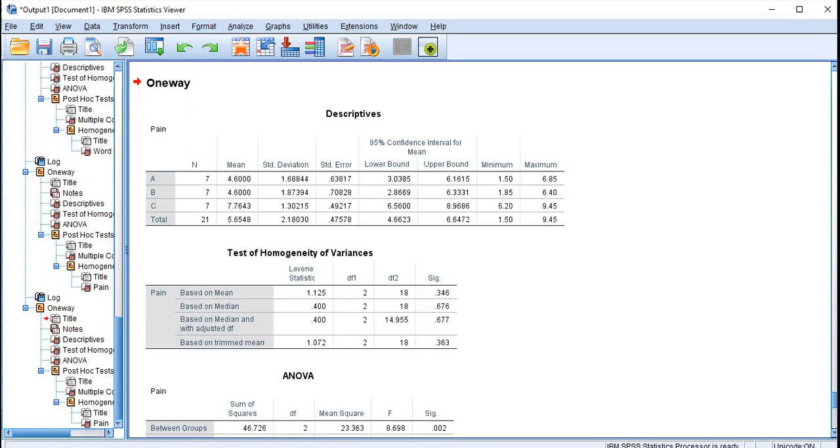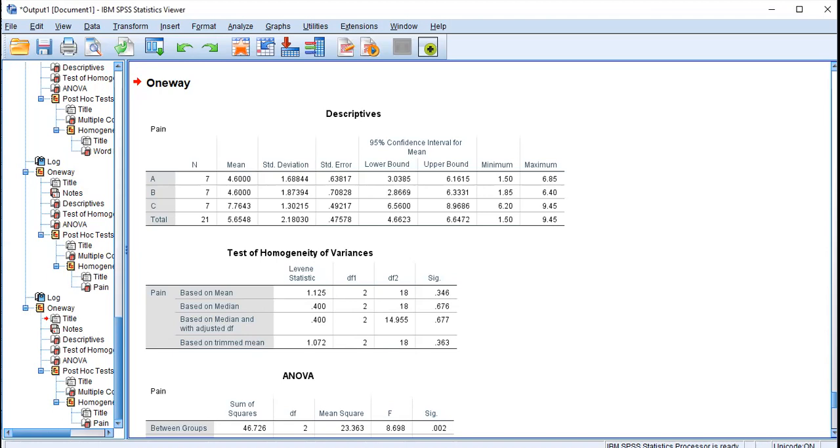Coming to the alternate hypothesis, at least the mean value of pain varies for the three drugs given to the patients having migraine. So we are trying to basically say here that at least one of the three mean scores is different from the other two, if not all of them. So that is the null and alternate hypothesis.